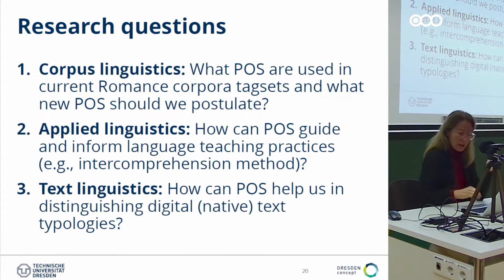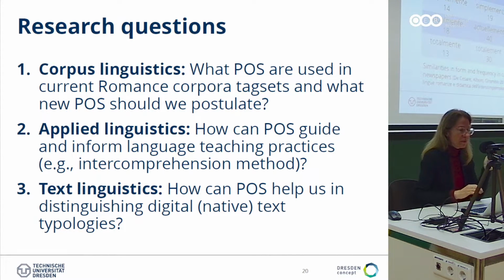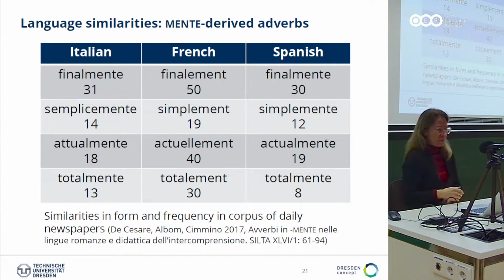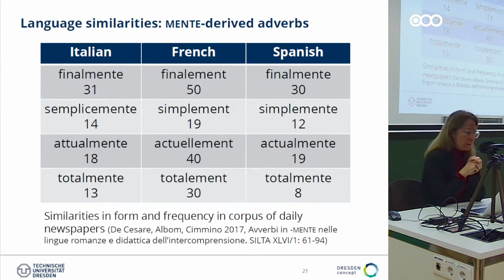So POS-tagging in this sense is very useful because we can identify what is common in relation to different parts of speech. And I want to give you an example. I go back to this slide for the last question, but I would like to give you a concrete example of what it is possible to do with corpora. In the POS-tagging of the corpora, you have the tag adverb, but often you also have a more specific tag, which is related to the form of adverbs, so the morphology of adverbs. In particular, you have the tag for mente or ment-derived adverbs in the Romance languages.